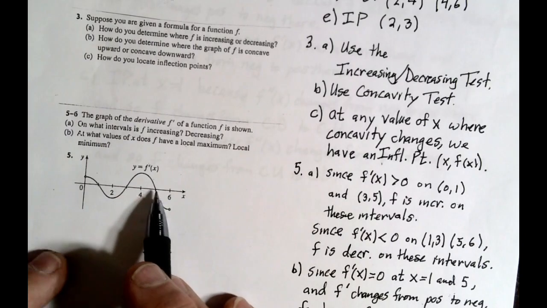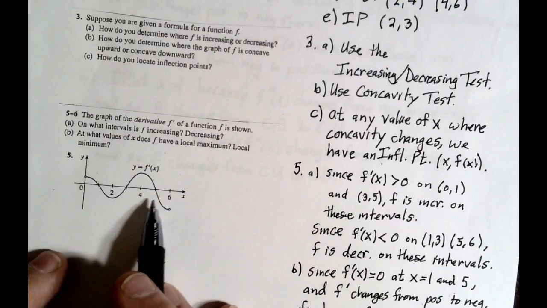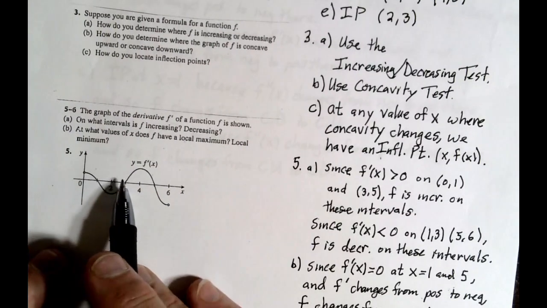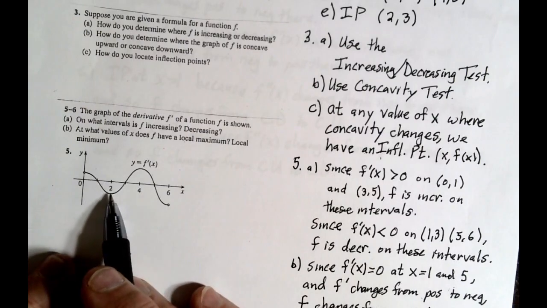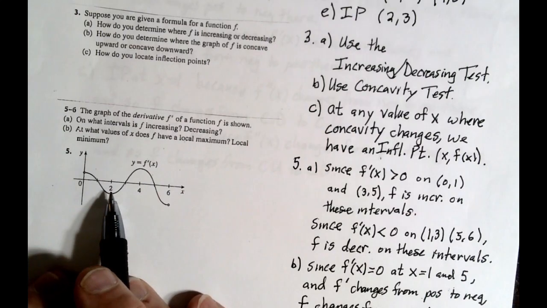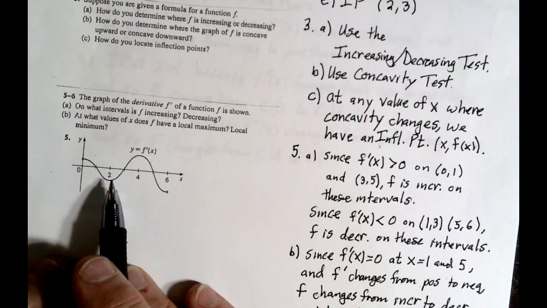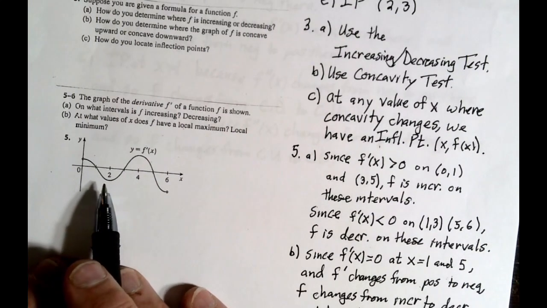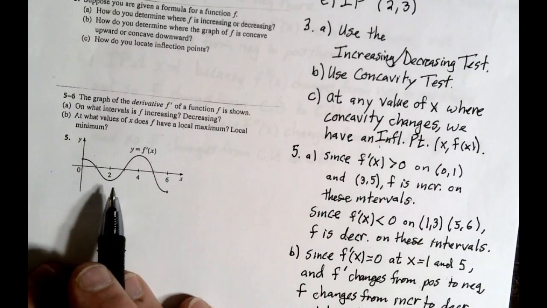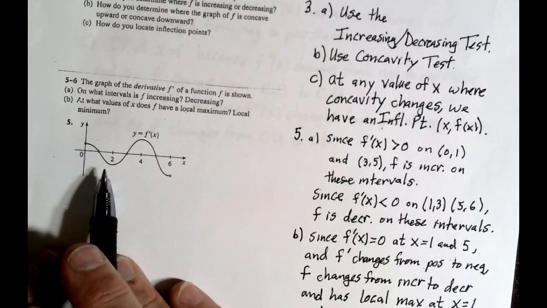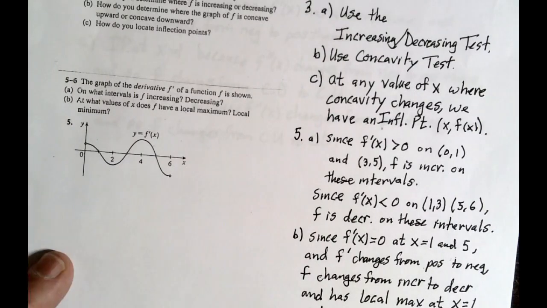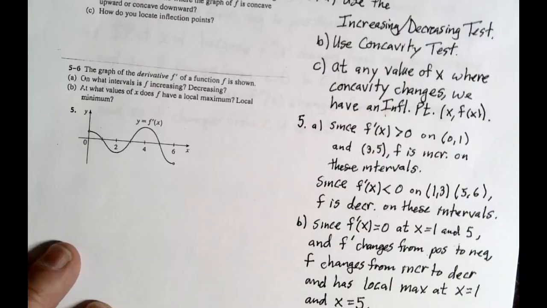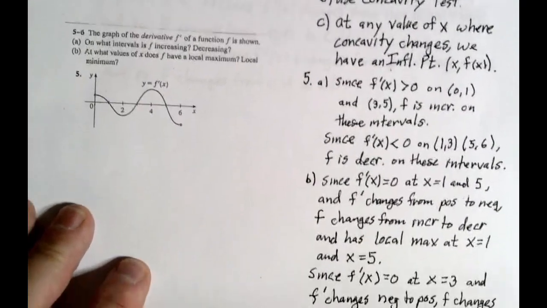Now, what are the values of x? Does the function have a local max or a local min? Well, since f prime of x equals 0 at x equals 1 and 5, and f prime changes from positive to negative, f changes from increasing to decreasing and has a local max at 1 and also at 5. Now since f prime equals 0 at x equals 3, and f prime changes from negative to positive, then f changes from decreasing to increasing and has a local min at x equals 3.